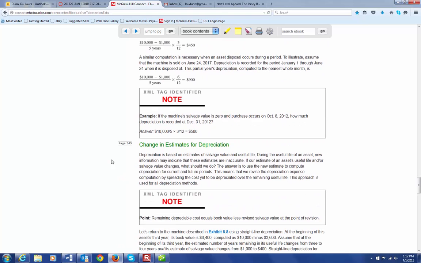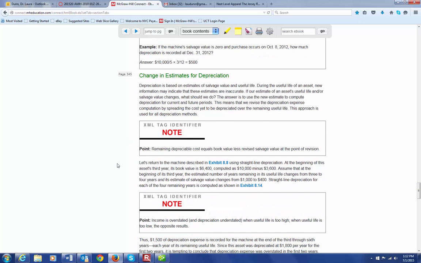Another thing that may come up is that over the course of owning that asset, especially in assets that you might have for 20 years, a company may realize that something that they originally thought they were going to depreciate over 15 years has to be changed. They have to make a change in their estimate of the useful life of that particular asset, or that the salvage value has changed tremendously, so they have to make a change in their accounting.